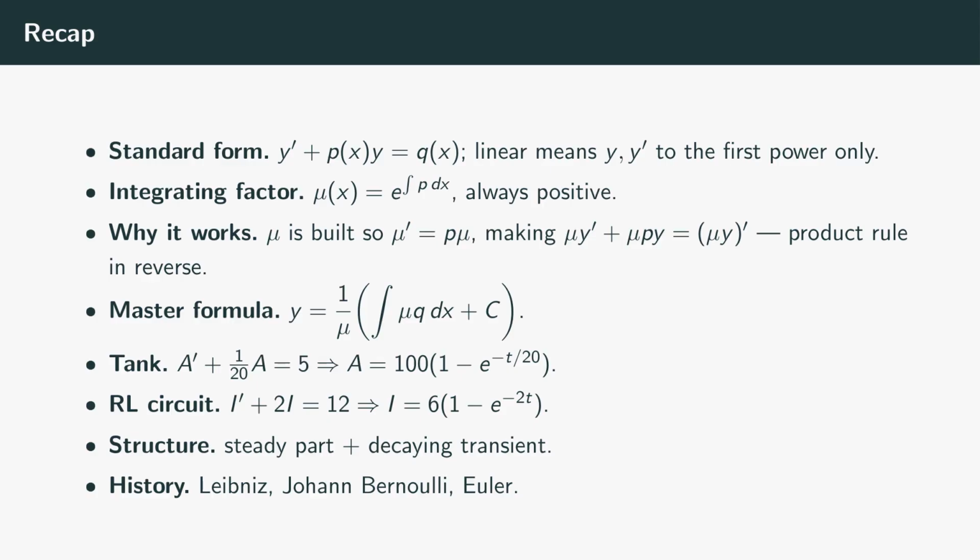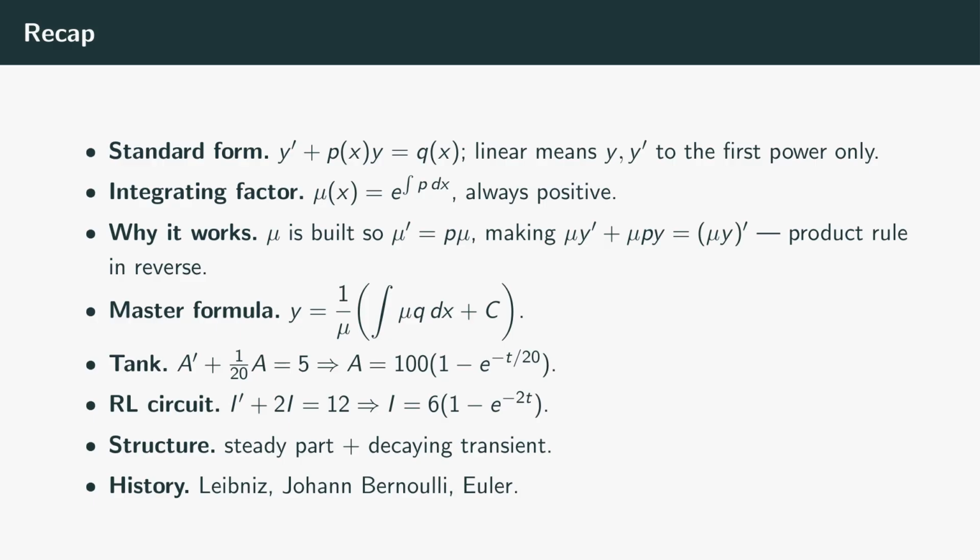Let us recap. A first-order linear equation, in standard form, reads y prime plus p of x times y equals q of x, with y and y prime appearing only to the first power. Because the unknown and its derivative are tangled, it will not separate. The fix is the integrating factor mu of x equal to e to the integral of p, which is always positive. We build mu precisely so that its derivative is p times mu, which makes the left side of the multiplied equation the derivative of mu times y, the product rule run in reverse.